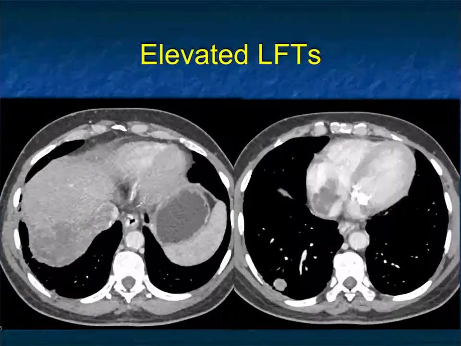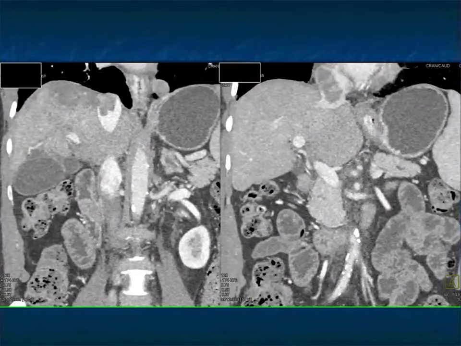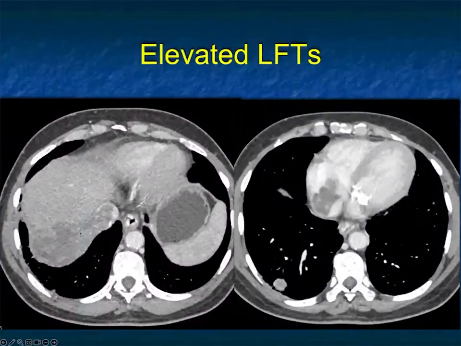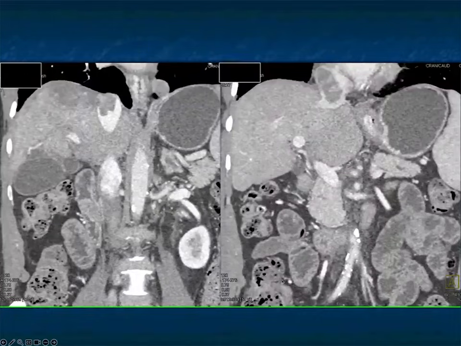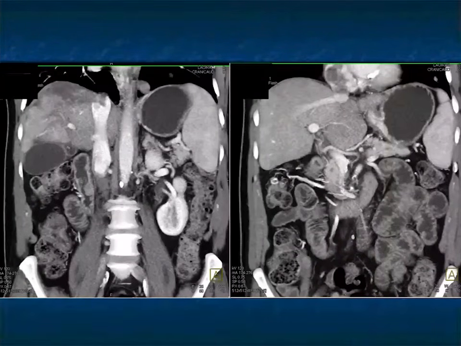Elevated LFTs. There's a mass in the right lobe. It's infiltrating the IVC, right? There's lung metastasis. You go further, large mass, dome of liver, growing into the IVC and up into the right atrium. What could it be? It could be a primary tumor, it could be mets. Mets typically don't involve the IVC, primary tumors do.